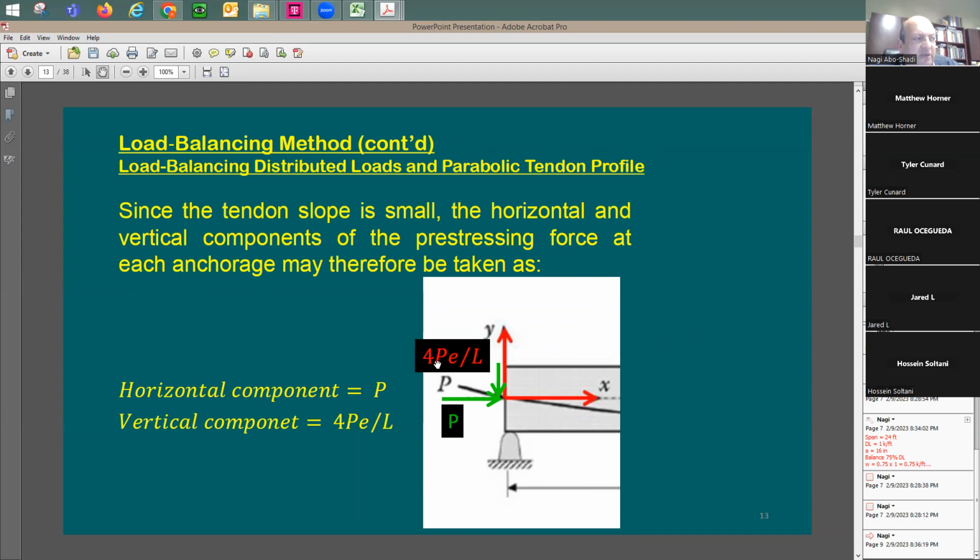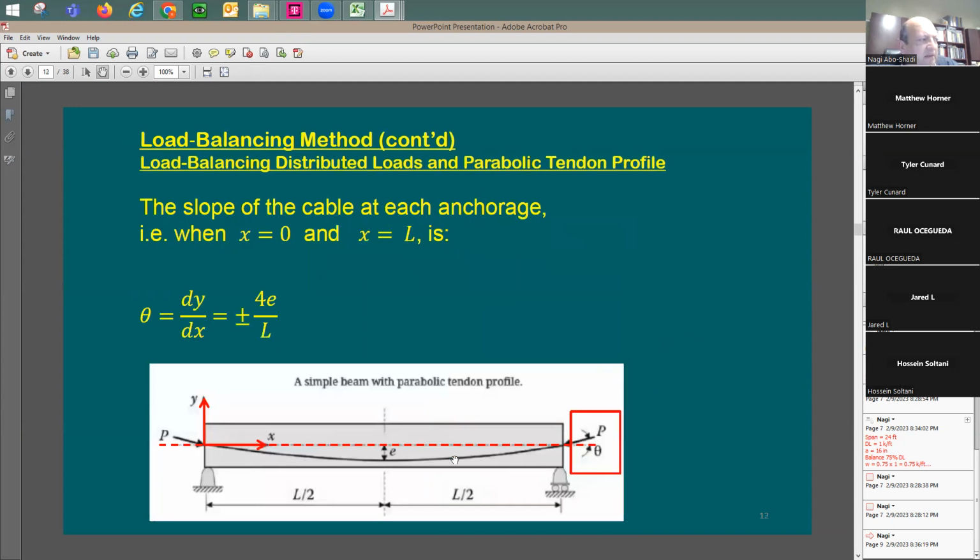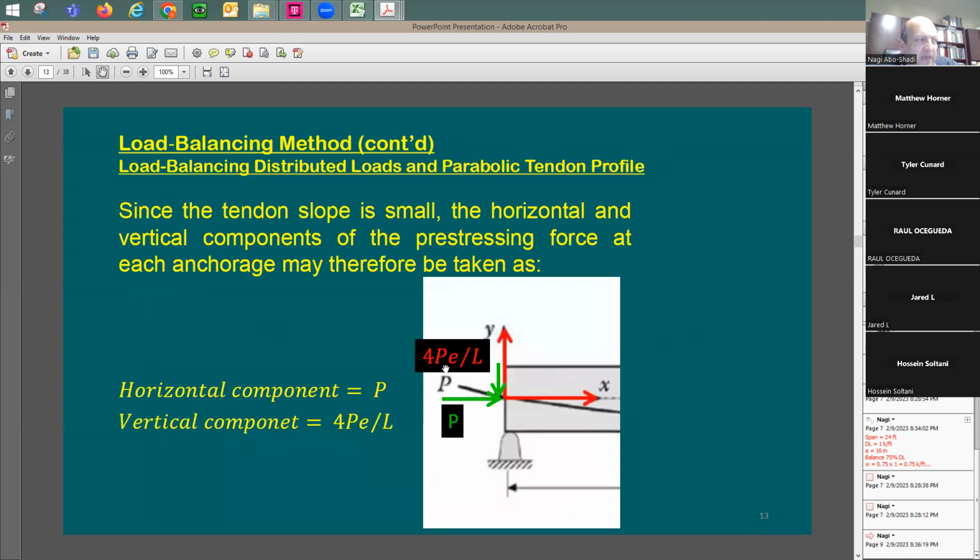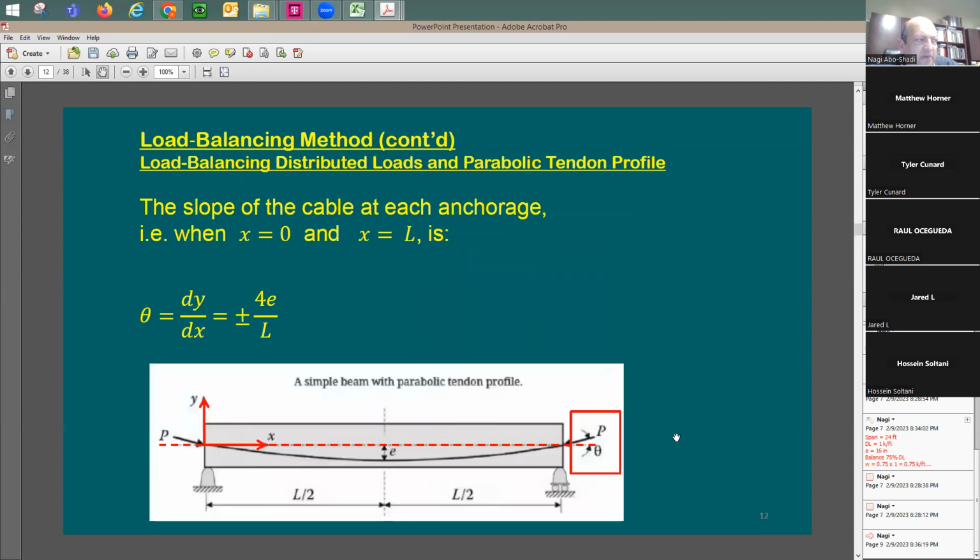And look at this equation here. PE, what is P times E? What do you call this? Internal moment, right? So P times E is going to be internal moment.